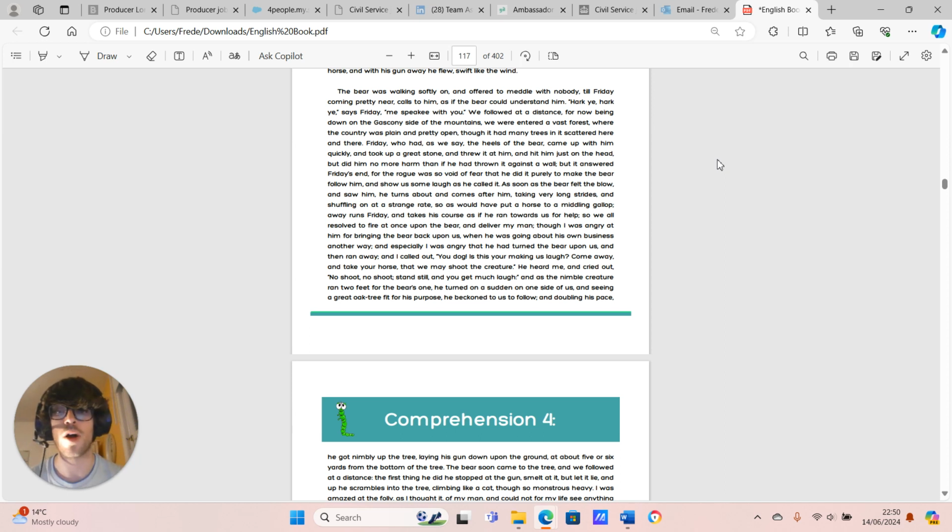As soon as the bear felt the blow, and saw him, he turns about and comes after him, taking very long strides, and shuffling on at a strange rate, so as would have put a horse to a middling gallop. Away runs Friday, and takes his course as if he ran towards us for help.